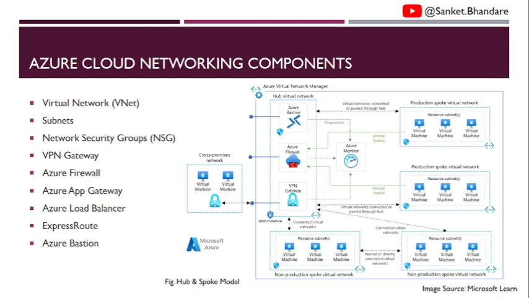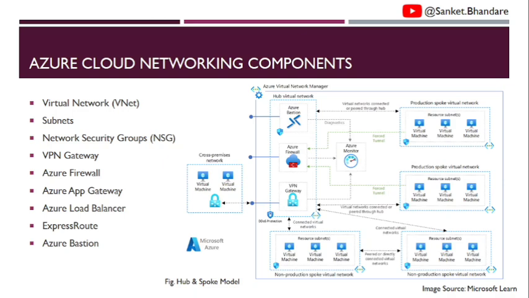Then we have Azure App Gateway and Azure Load Balancer. So Azure App Gateway is a layer 7 load balancer for HTTP and HTTPS traffic. So if you have any applications that are being set up in Azure, you can use Azure App Gateway to perform load balancing for your applications. So through Azure App Gateway you can easily load balance your HTTP and HTTPS based traffic.